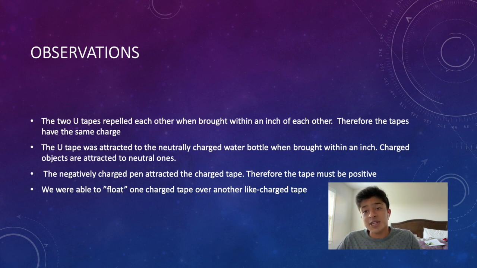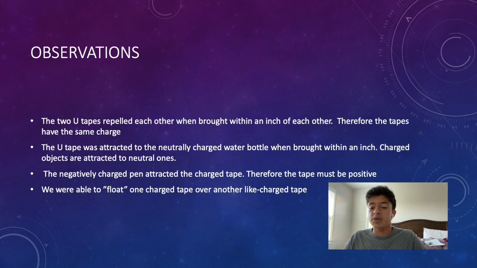The second experiment involved us charging 1 tape and bringing it near a neutral object. We used a water bottle, and we saw that the tape was attracted to the water bottle, and that is because the excess charge on the tape polarized atoms on the neutral object and created that attraction.